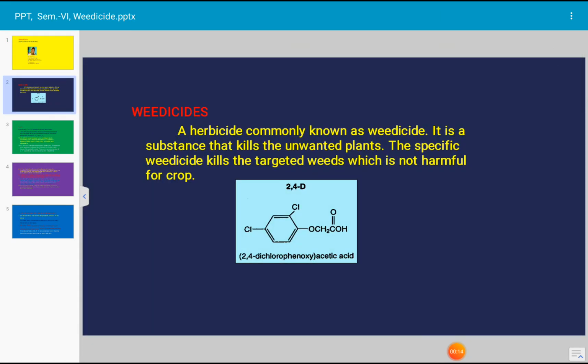A herbicide, which is commonly known as weedicide, is a substance that kills unwanted plants. The specific weedicide kills the targeted weeds, which is not harmful for the crop.